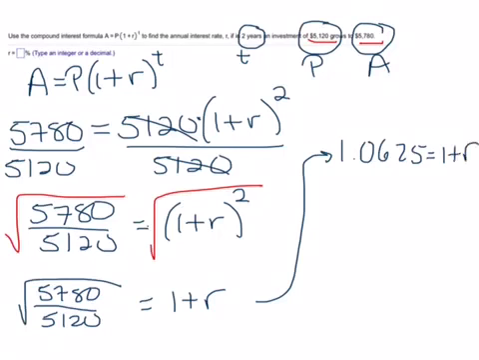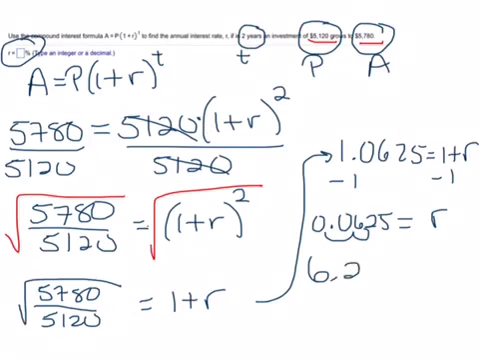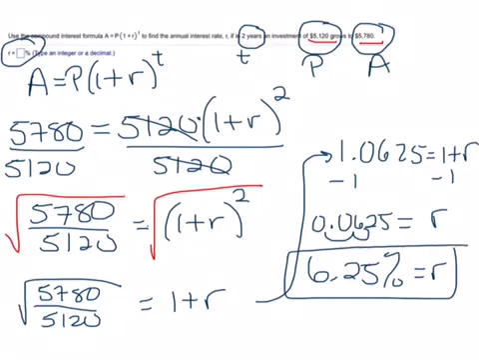Okay, the last thing to do to solve for R is to subtract that 1 from both sides. And when we do that, we get 0.0625 is equal to R. Now remember, since R is an interest rate, and looking up here at the way they want our answer, R equals what percent? When we convert this decimal to a percent, we need to move the decimal place over 2 places. So we get 6.25% for R. Finished.